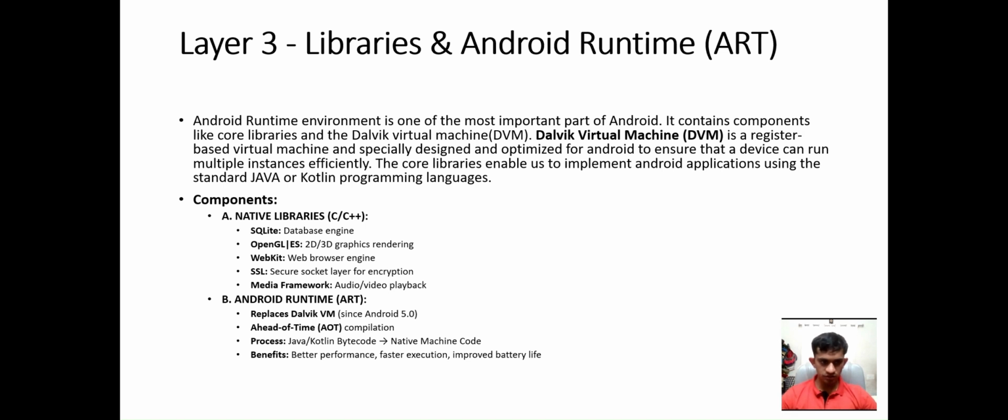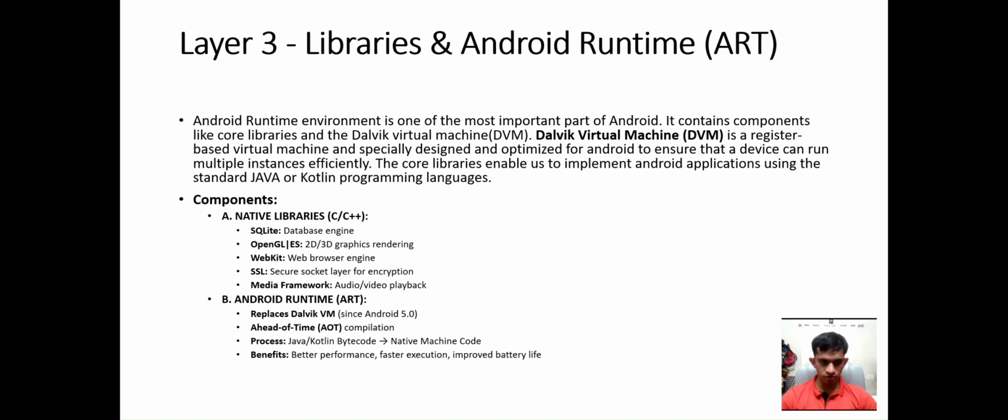The third layer consists of native libraries and Android runtime. The native libraries written in C or C++ handle tasks like graphics rendering and database operation, while Android runtime ensures the app runs effectively. The native libraries include SQLite, OpenGL for 3D and 2D graphics, WebKit for web browser engine, SSL for secure socket layer, and Media Framework for audio video playback.